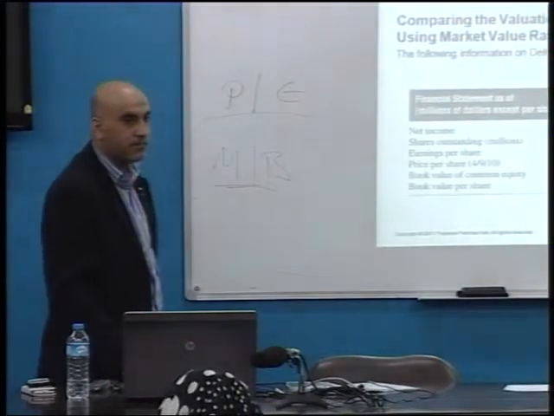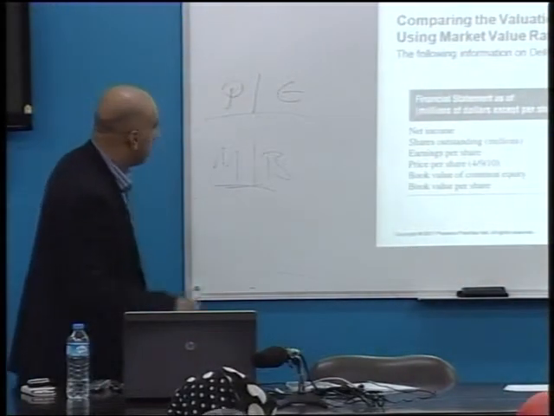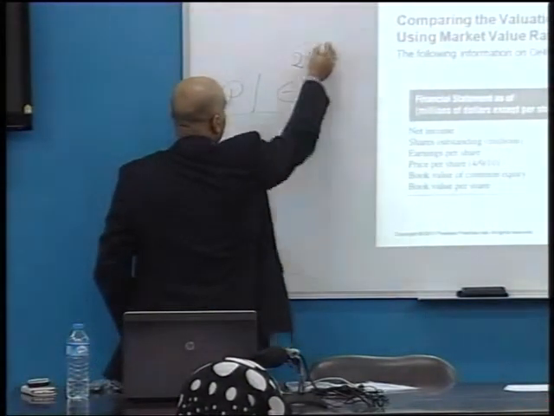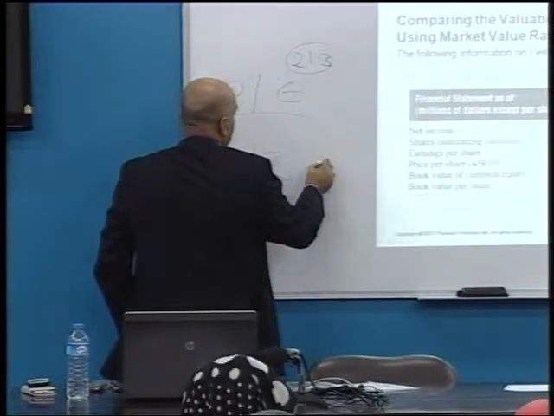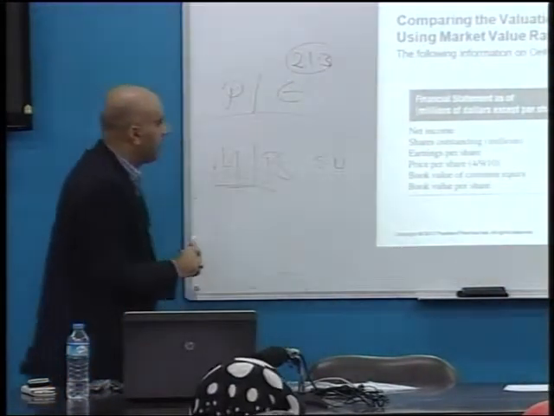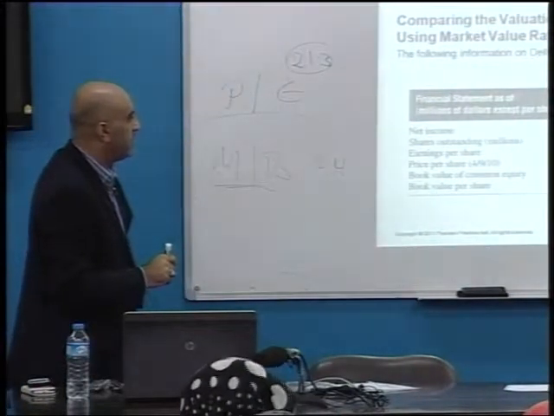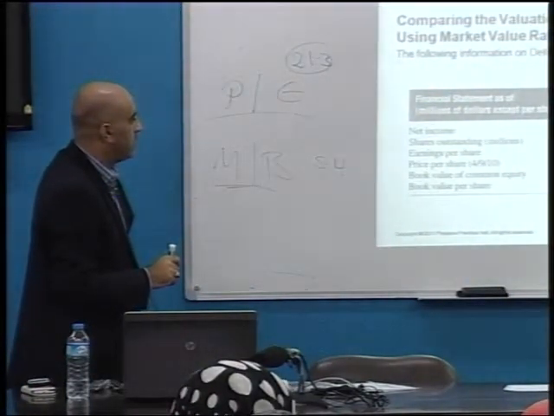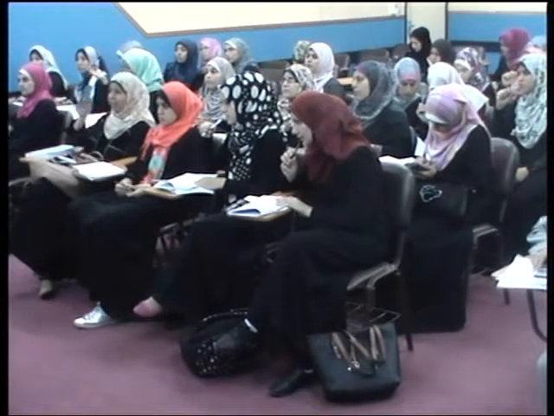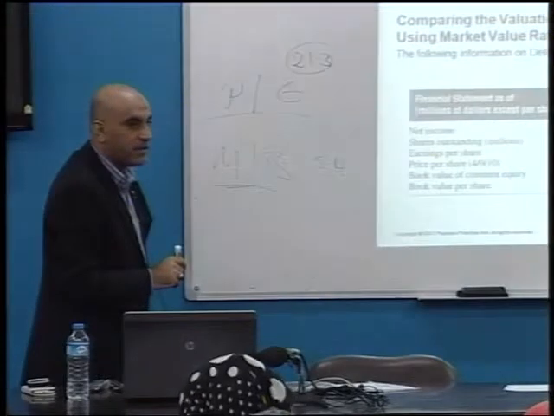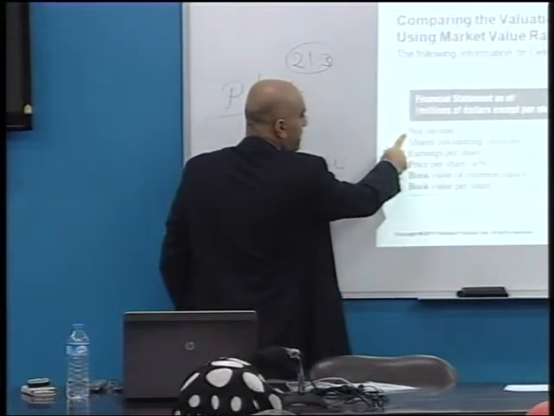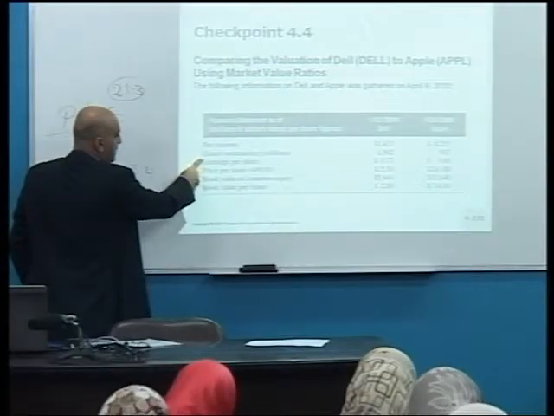Okay, the first one is 21.3. The second one is 5.40. How do you calculate this? We see the price. Price divided by the net income, price divided by EPS. Yes, EPS. So you first divide net income by the number of shares, you have the result, then divide the price by it.